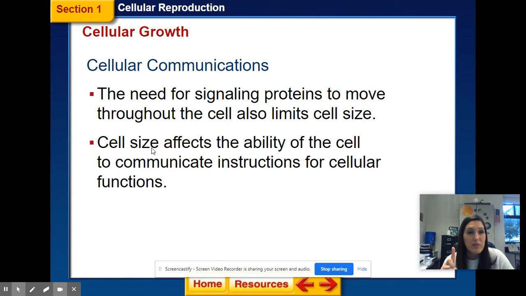This one is about communication. The cell's need for signaling proteins to move through the cell also limits its size. Cell size affects the ability of a cell to communicate instructions for cellular function.